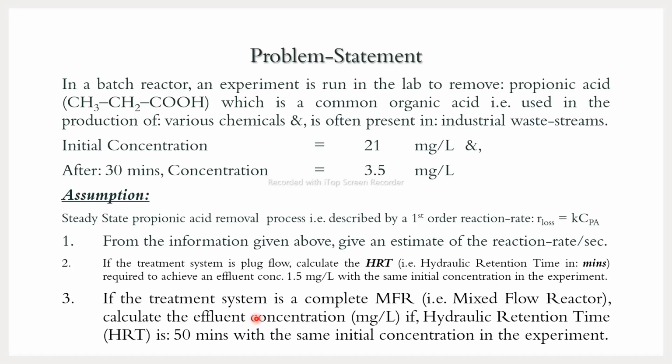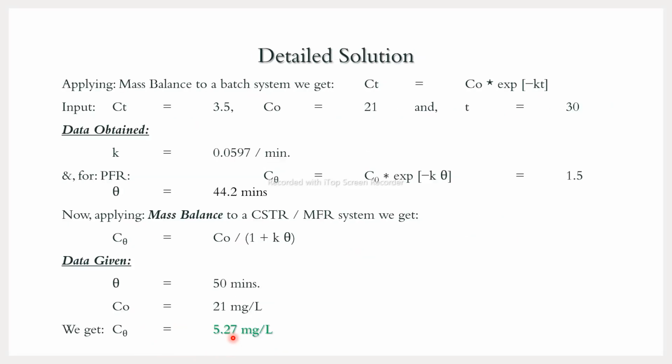And the third problem statement asks you to consider it as an MFR. So the first one was a batch reactor, the second was a PFR, and the third one is a CSTR, just like the three equations I told you to remember. Here HRT, or theta, is given as 50 minutes. Again, you just have to remember the formula. Theta is given as 50 minutes, C naught is 21 milligram per liter, and k is taken from the earlier value, 0.0597 per minute. You get C theta as 5.27 milligram per liter.